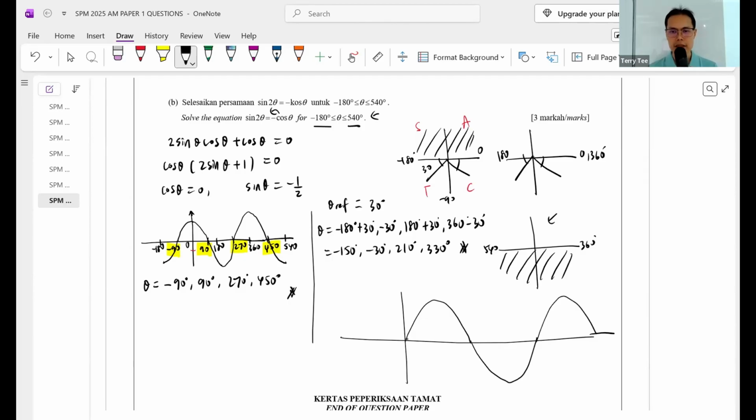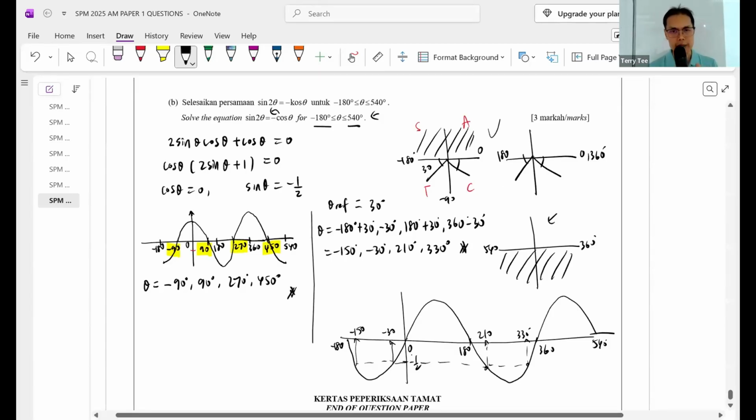That is right. Negative cycles here, right? This is negative 180. This is 0, 180, 360, 540. Negative half is here. You move over. First answer, negative 30. Second answer, negative 180 plus 30, negative 150. Move across 180 plus 30, 210. Move across 360 minus 30, 330. So you can see there are 4 answers. Yeah, you can use this, you can use graph to help you out. Also okay.